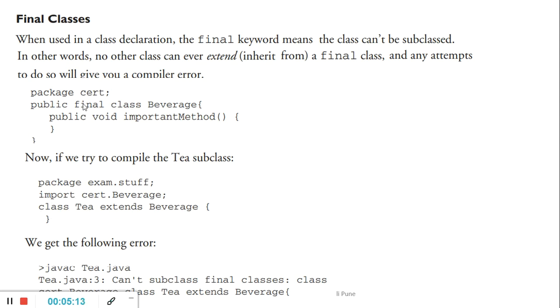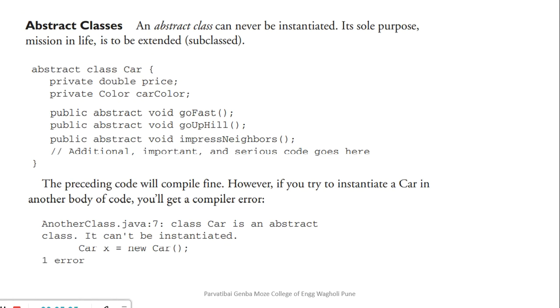Why? Because a final class cannot be extended, so you have made that class final. This is my final version and it cannot be modified. So when you declare a class as final and try to extend it, it will throw an error. See here what error we get: can't subclass the final class. Next is the abstract class. Another non-access modifier is abstract.